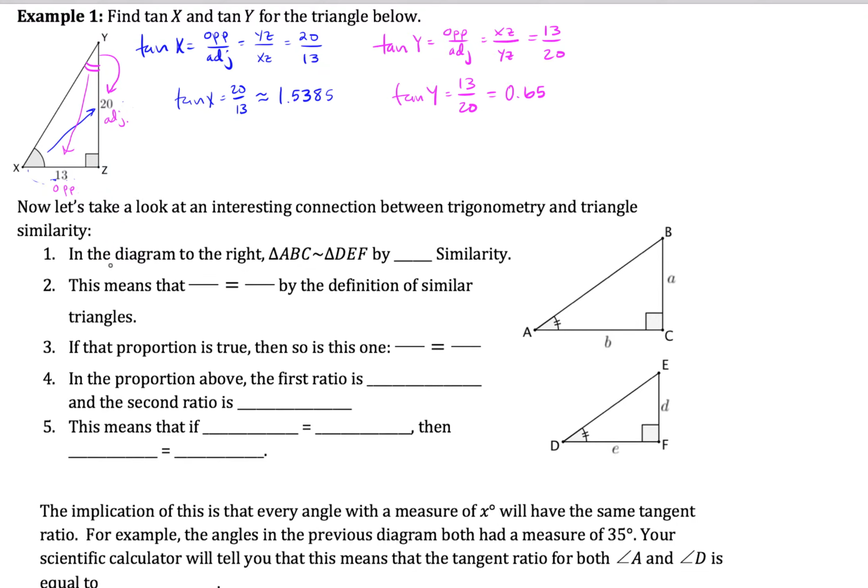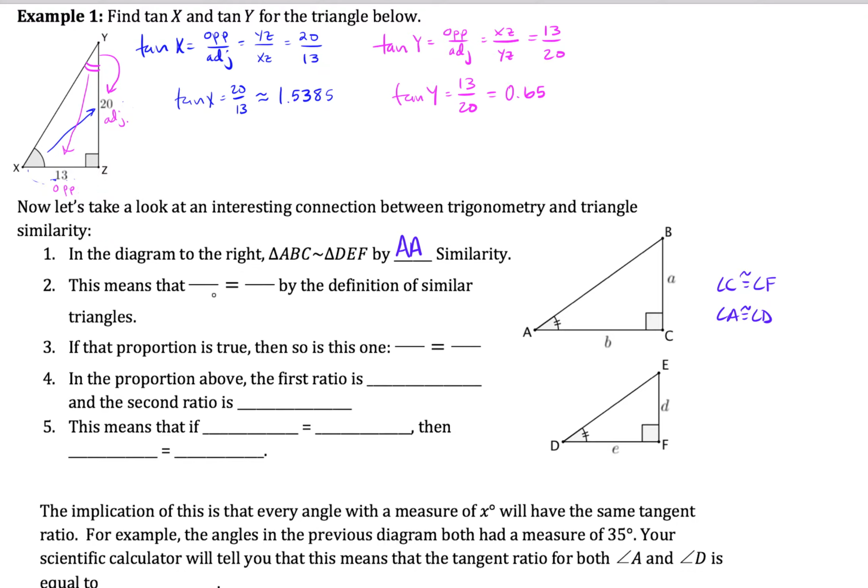So first of all, step one, you'll notice that in this diagram over here, triangle ABC would be similar to triangle DEF because of angle similarity. We know that angle C is congruent to angle F because they're both right angles, and we also know that angle A is congruent to angle D because they are marked congruent. So we have two pairs of angles that are congruent. So these two triangles are similar by AA similarity.